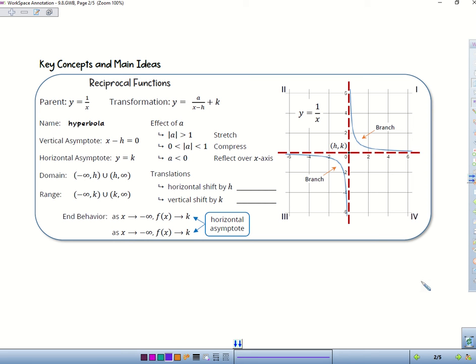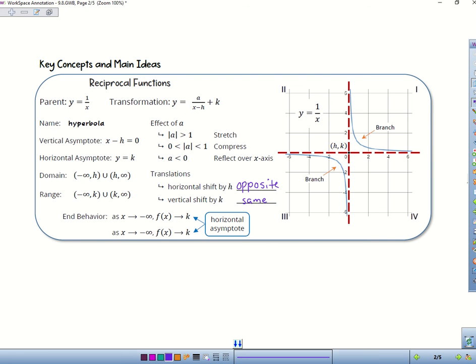So let's go ahead and look at an example. And before we do that, I forgot to fill this last part in. Translations, h is always opposite. That's what that line should say. I'm going to write it in a second. My tablet is loading. And there we go. Okay. h is always opposite. And k is always the same as it appears. But you all should be pretty familiar with that by now, right?